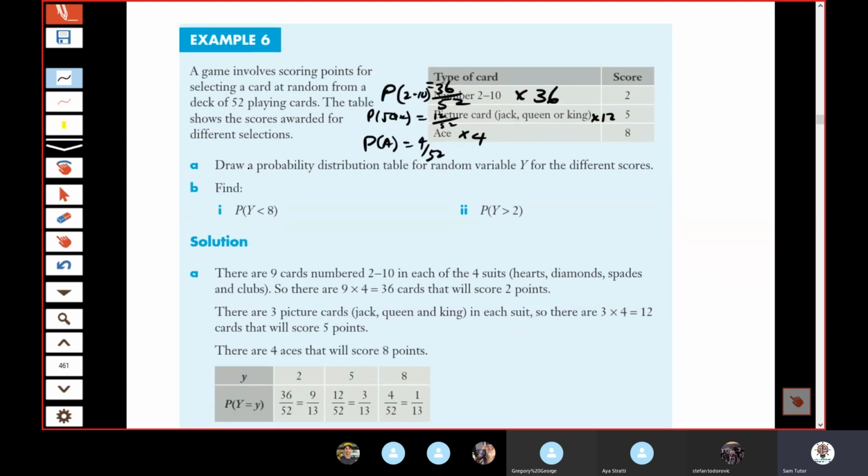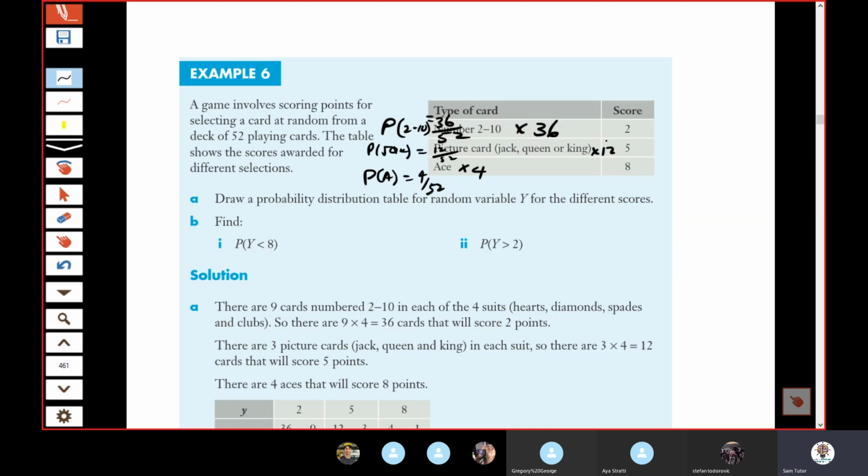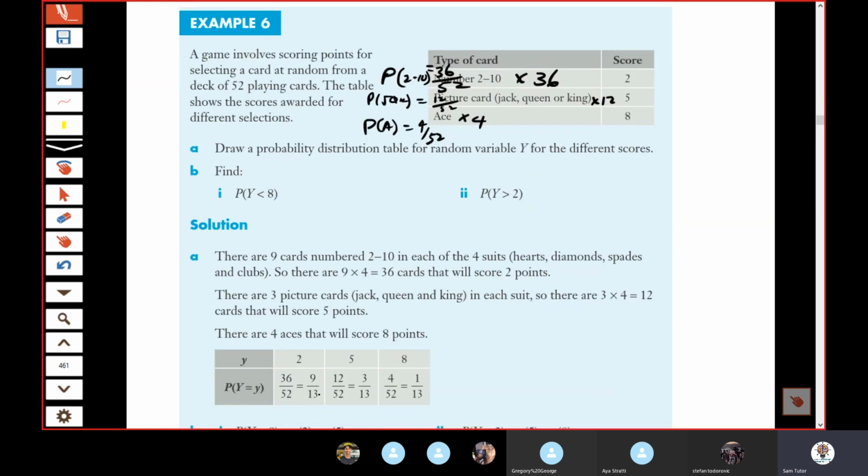So the question says, draw a probability distribution table for a random variable y for the different scores. What's the probability of getting a score of 2? Well, that's the same as picking a number, 2 to 10, right? So probability of score of 2 is 36 out of 52, 9 out of 13. What's the probability of you getting a 5? Well, that's the same as you obtaining a picture card, 12 out of 52. What's the probability of getting an 8? It's the same as getting an ace, 1 out of 13.